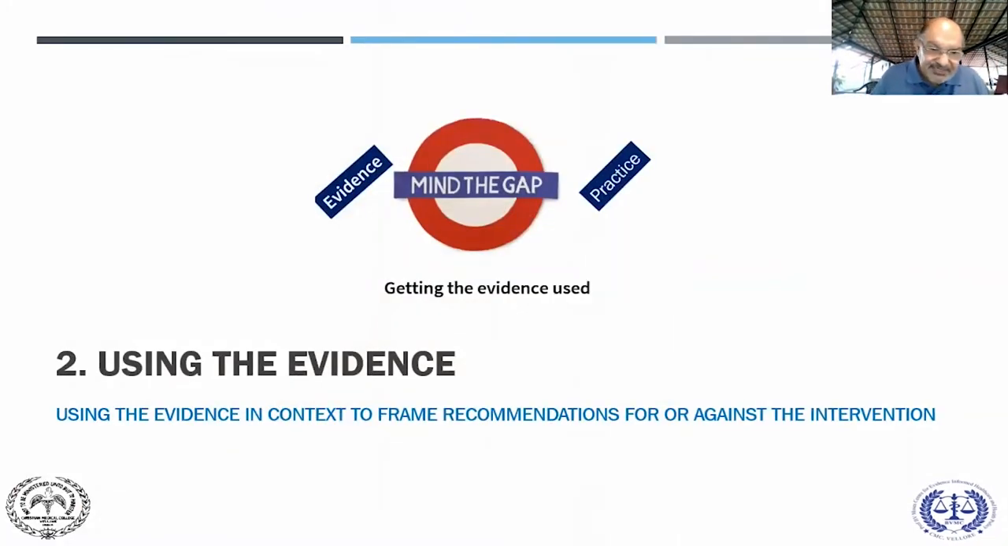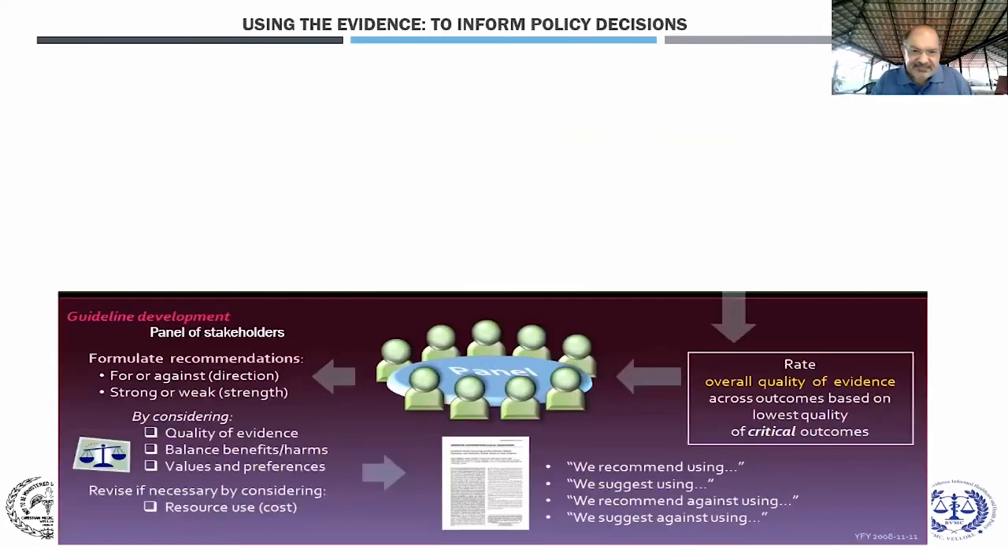So now we move to the next step, where we try and see how we can use the evidence from systematic reviews to frame recommendations for or against the intervention. What's the GRADE process involved in this? What then happens is that the guideline development group will look for a systematic review which addresses the question they're interested in. They'll try and see if there's a summary of findings table and use that, or they'll make their own summary of findings table, following the process we follow.